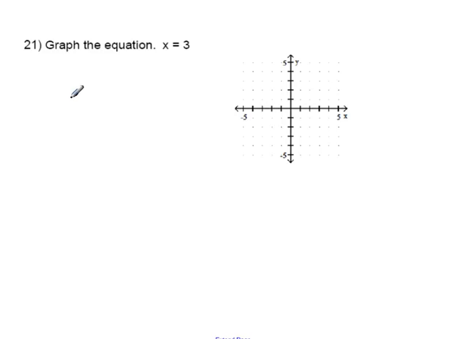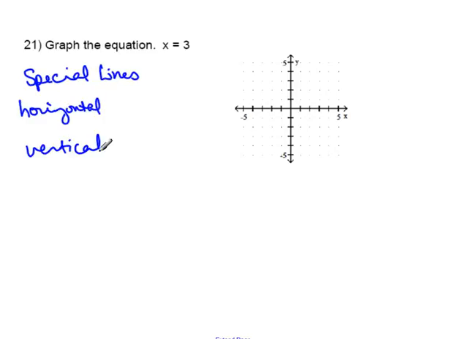Okay, now we're going to graph this equation. Notice that this equation doesn't have a y, so this is one of the two special equations. If you recall, the special equations, the special lines, are either horizontal or vertical. When there's no x, when it's just y equals a number, it's horizontal. When there's no y, as in our problem, and it's just x equals a number, it's vertical. These are things that you should memorize.